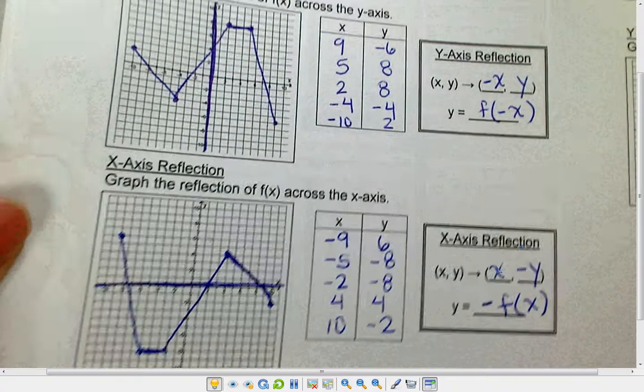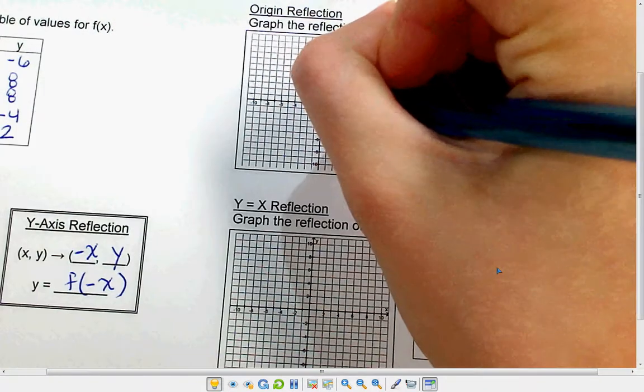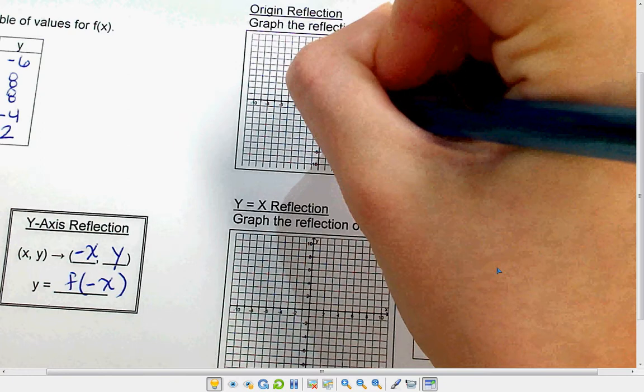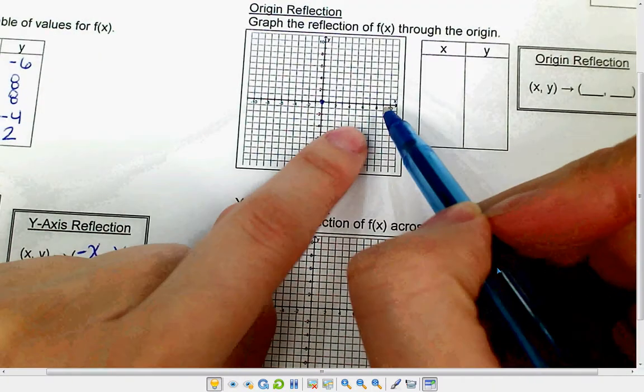Okay, so let's look at our next reflection here. We have a reflection across the origin. So the origin is the middle of the graph, the 0, 0 point. So what I'm doing is flipping it across the origin.